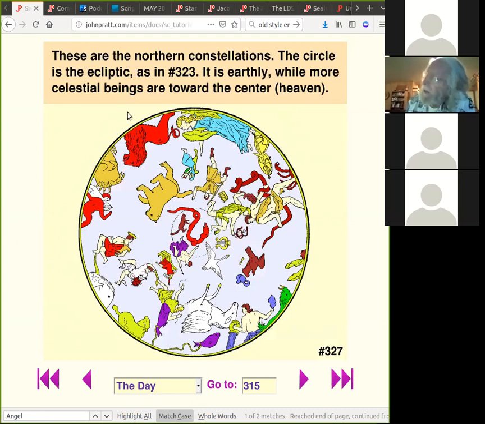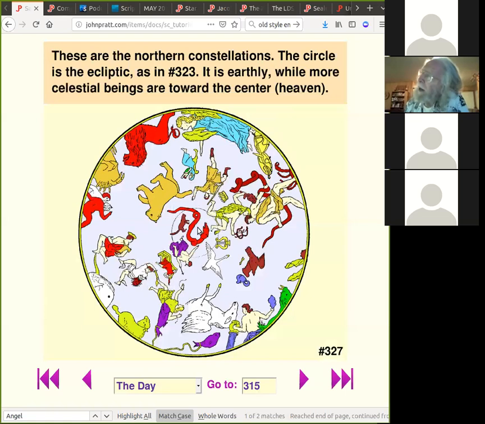Now the slide 327. These are the northern constellations, all in the 48. The circle is the ecliptic, the path of the sun, the outside circle here, as we saw before. And it is earthly, meaning it represents the earth, and being on the earth. The 12 zodiac figures represent things on earth, while celestial beings are toward the center. So the celestial kingdom is really represented by these stars in the center.